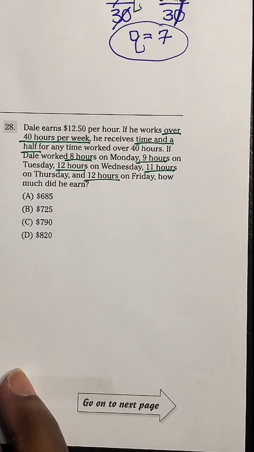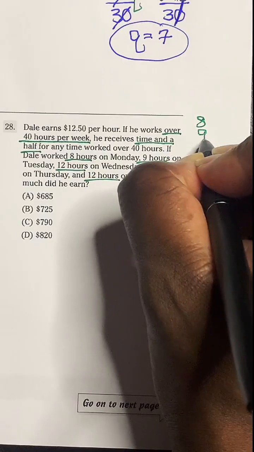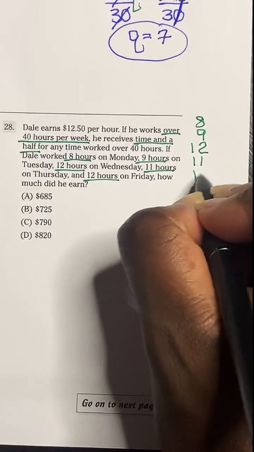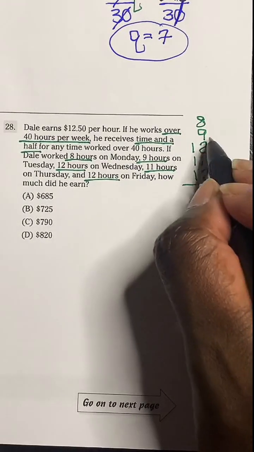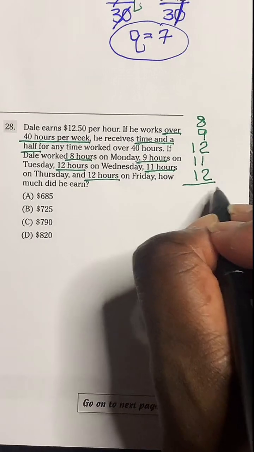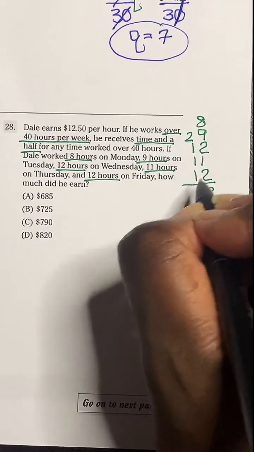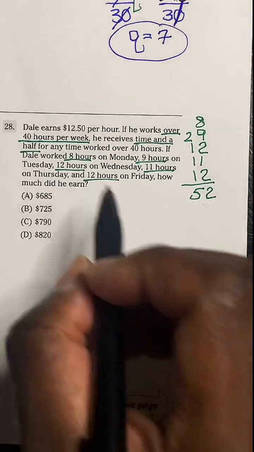So let me cut this over here. If we have the 8, the 9, 12, 11, and 12. Okay, so 8 and 2, that's 10. 9 and 1, that's another 10. 20, so that's 22. Carry the 2. 2, 4, and 1 makes 5. So we're looking at 52 hours.